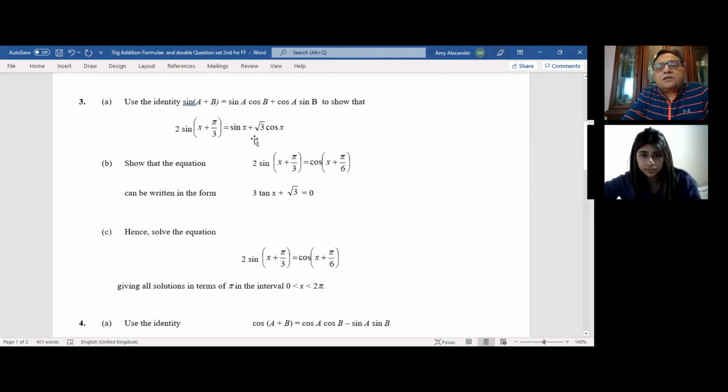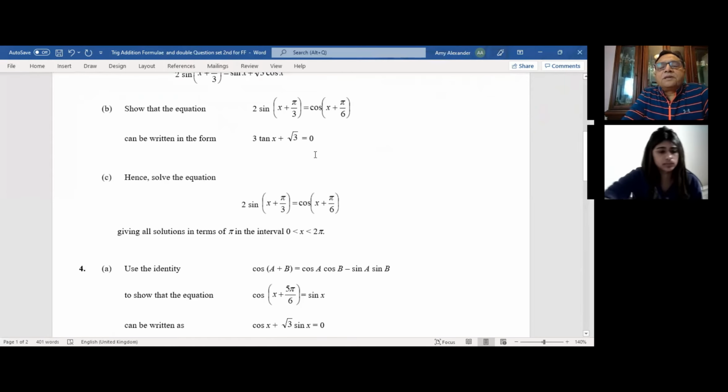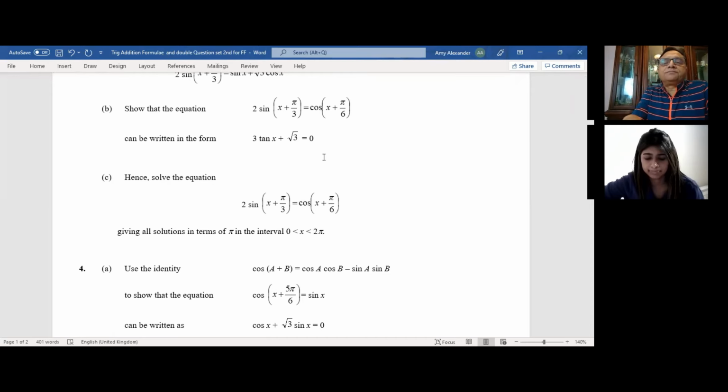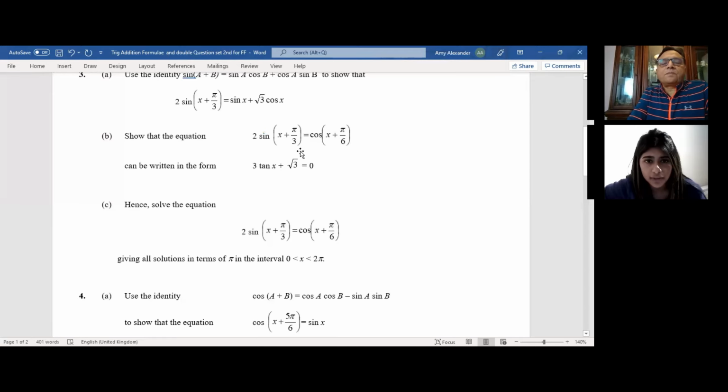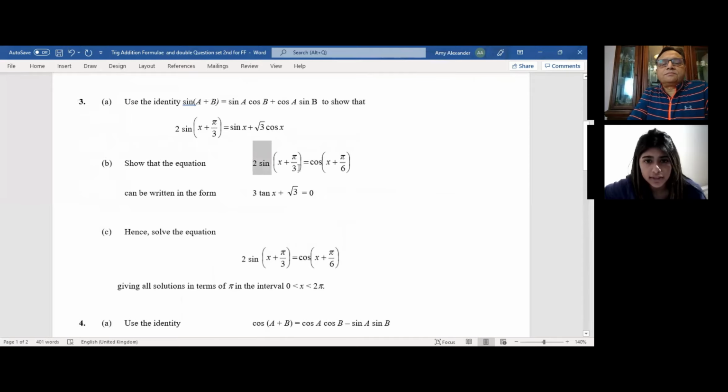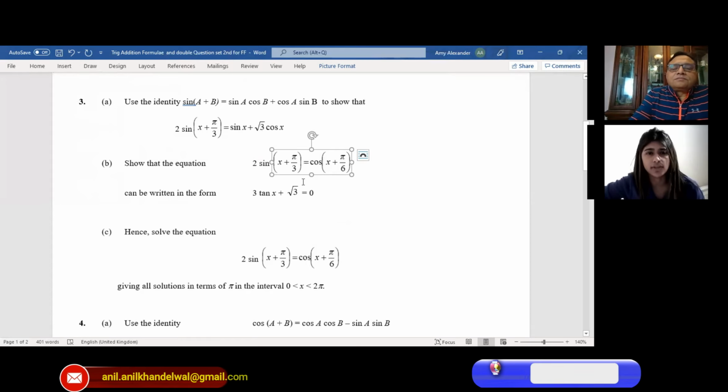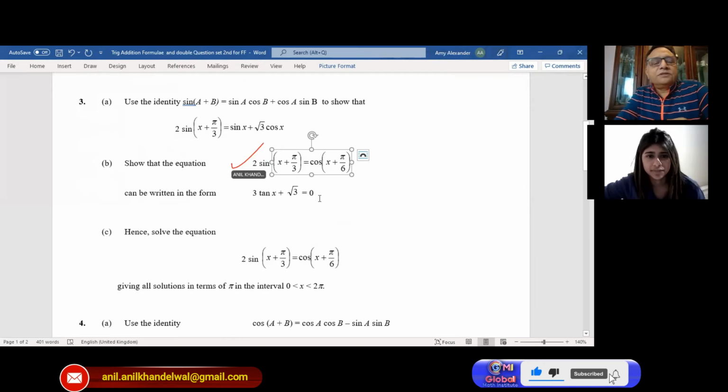Now show that this equation is equal to cos of x plus pi by 6. So how do you do that part? We just found out what this 2 sine part is equal to, which is sine x plus root 3 cos x. So I just subbed that in on the left-hand side, and then expanded the right hand side and solved. That was actually fairly straightforward. That's correct. That's very clear. You can do this, right?